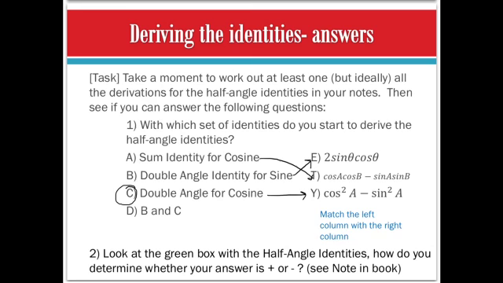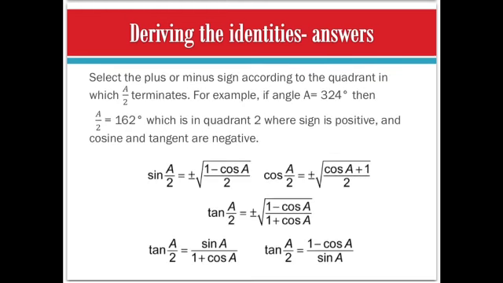And then if we look at the green box with the half-angle identities, I'm going to go to the next slide to explain that one. Okay, you will select the plus or minus sign according to the quadrant where A over 2 terminates. So you can read this example to give you an idea of how to decide if the sign is positive or negative, but it's dependent on the quadrant that it's in. Okay, so your quadrant is important. Pause at any time if I'm going too fast.